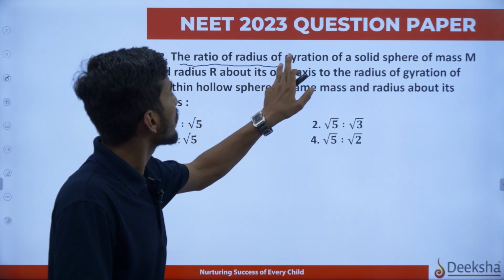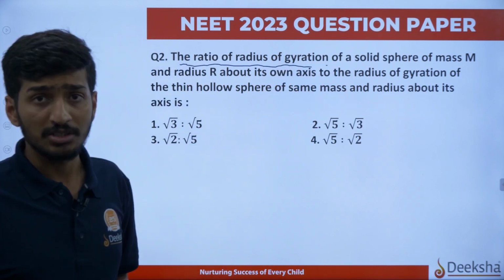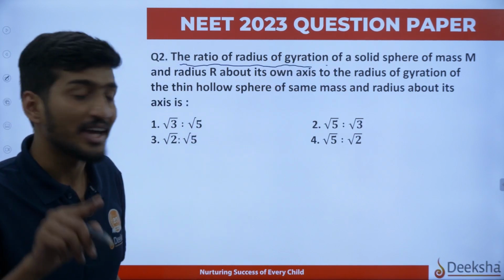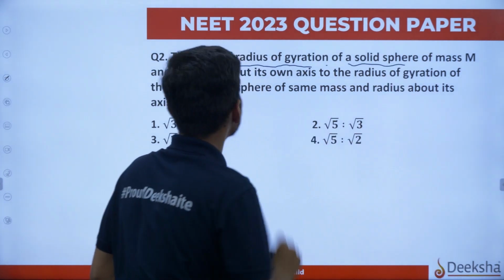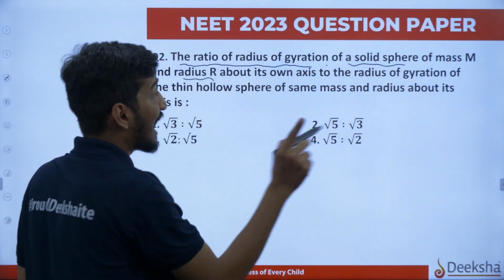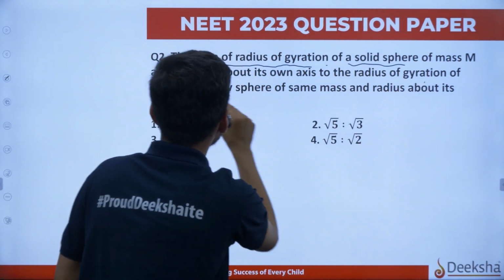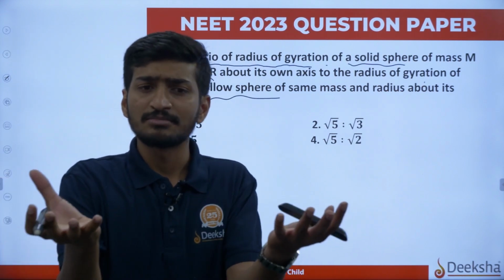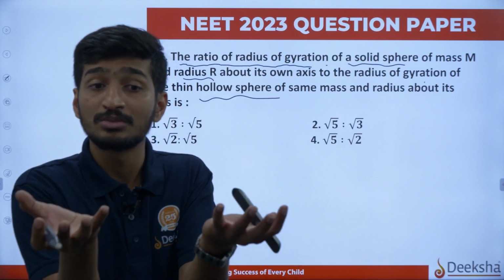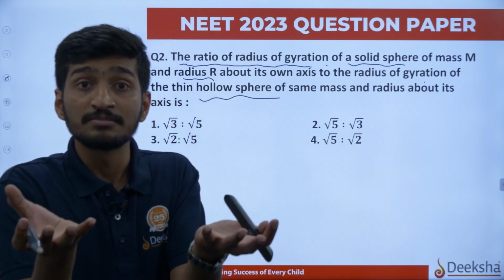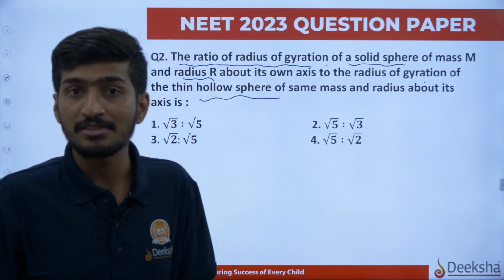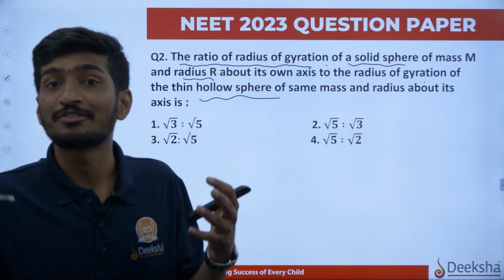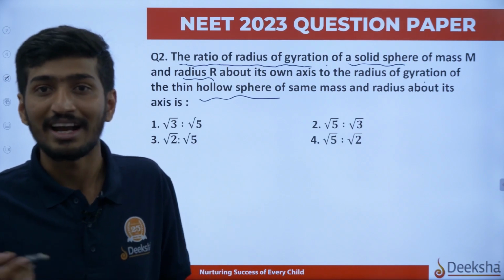Calculate the ratio of radius of gyration for a solid sphere of mass m and radius r, and the radius of gyration of a hollow sphere of the same mass and same radius. So basically you have two spheres. One is hollow, one is completely filled. Both have the same mass, same radius. Calculate the ratio of their radius of gyration.